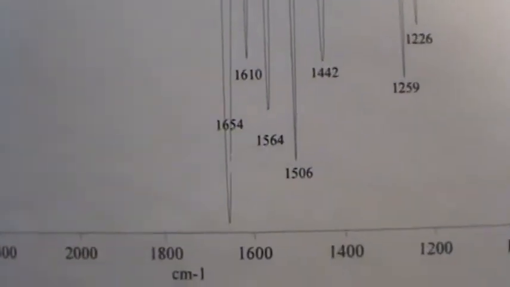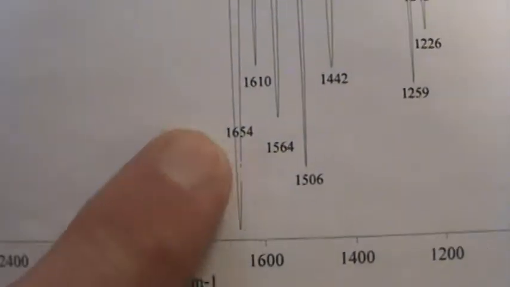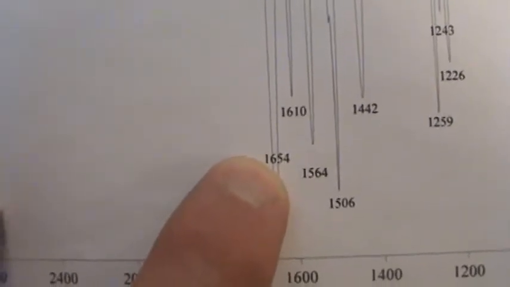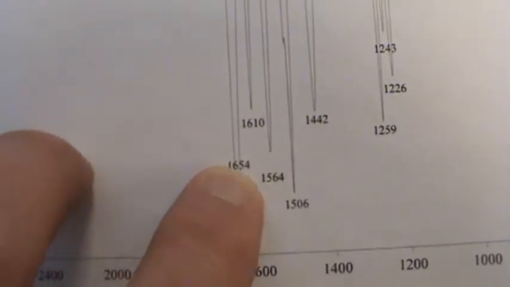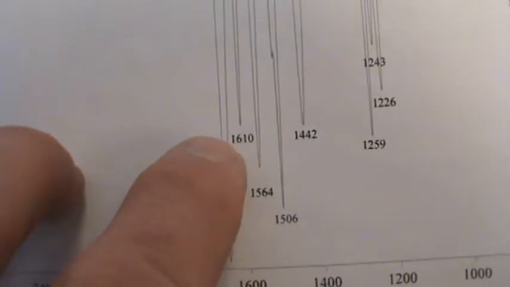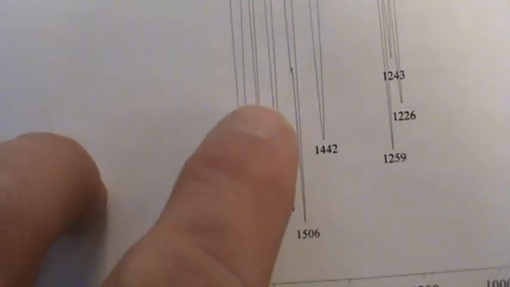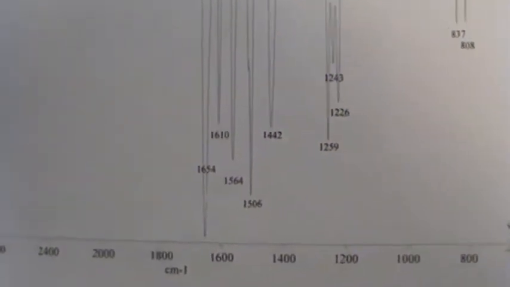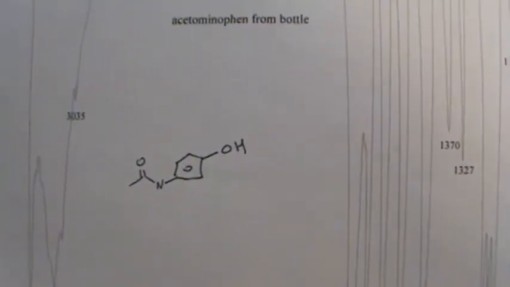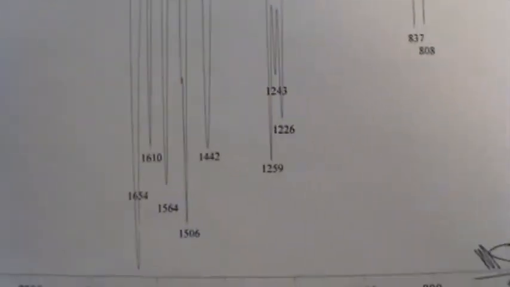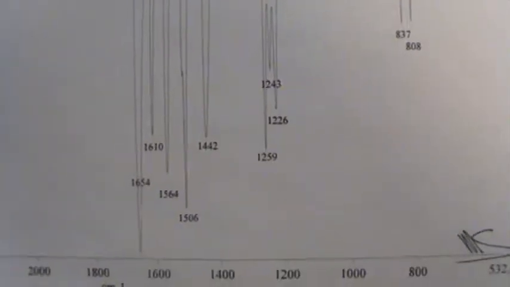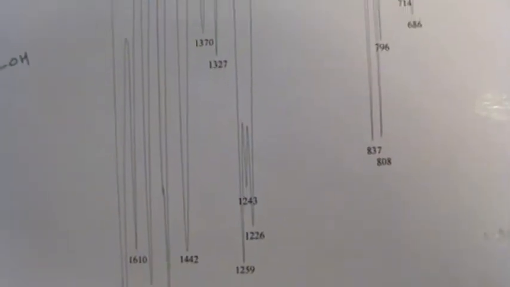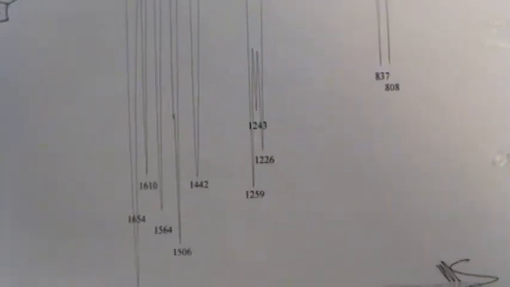We have at 1654, that's going to be the carbonyl of the amide stretching. The aromatic ring stretching, carbon double bond stretching, 1610, 1564, 1506. These 3 are very likely to be the aromatic ring stretching. As far as the carbon-oxygen stretch of a phenol, and I've looked in Pavia, I don't see any really good, easy-to-see front runner, so I'm not going to label it.